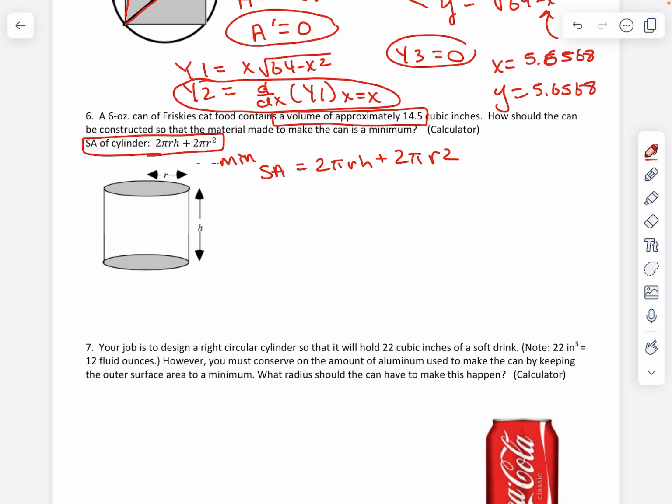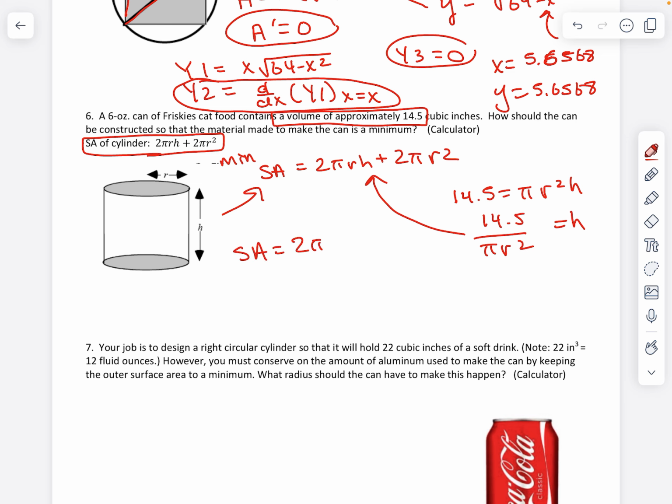The only other equation that we have is that the volume is 14.5. So I know 14.5 is the volume of the cylinder. The equation for a cylinder is pi r squared h. So this is what I need to be in terms of one variable. I would say it's easiest to solve this for h, and then I'm going to plug this into here. And I'm not going to clean anything up.